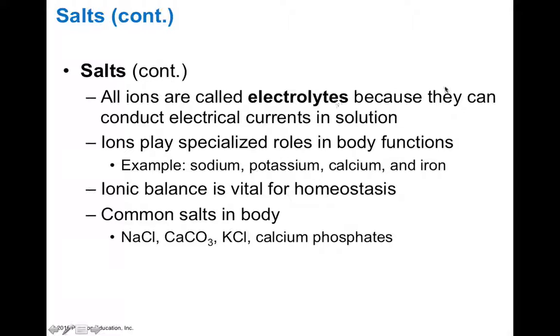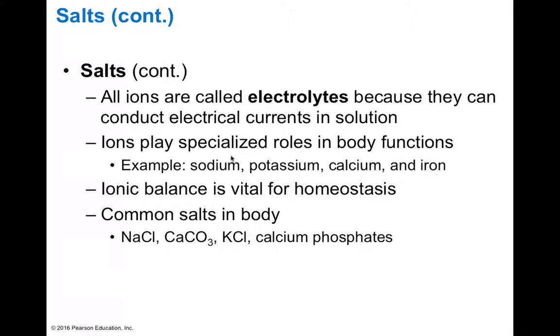And they're called electrolytes because they can conduct electrical current in solution. So ions therefore play a very specialized role in body functions. So things like sodium and potassium are involved with the electrical conduction of your nerves and muscle. Calcium and iron are involved in a variety of different mechanisms. Calcium is involved with muscle contraction and nerve communication, and iron is necessary for certain enzymes as well as transportation of gases.